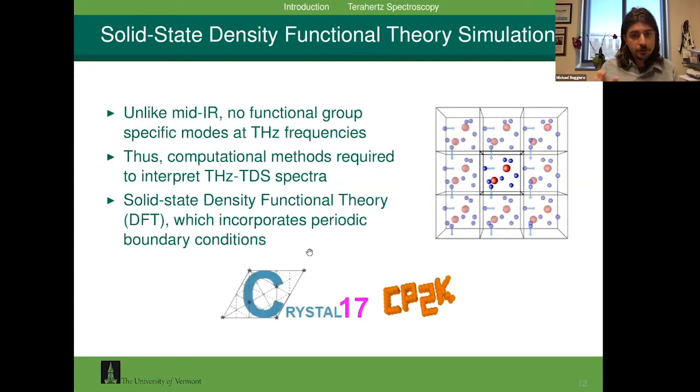We also do simulations, and I won't spend too much time on this, but we do lots of simulations to understand the terahertz spectra, to predict the properties of materials. And we use the experimental terahertz data to validate the theory. And we also use the theory to validate the experiments. We kind of go back and forth.